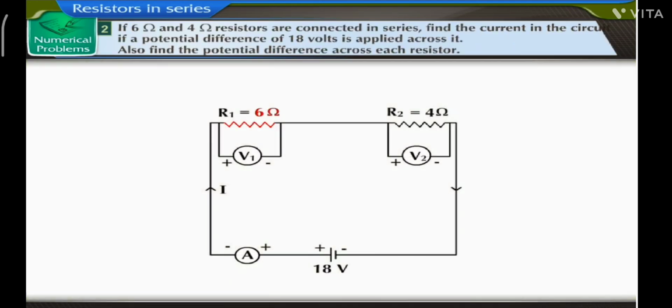2. If 6 ohm and 4 ohm resistors are connected in series, find the current in the circuit if a potential difference of 18 volts is applied across it. Also find the potential difference across each resistor.